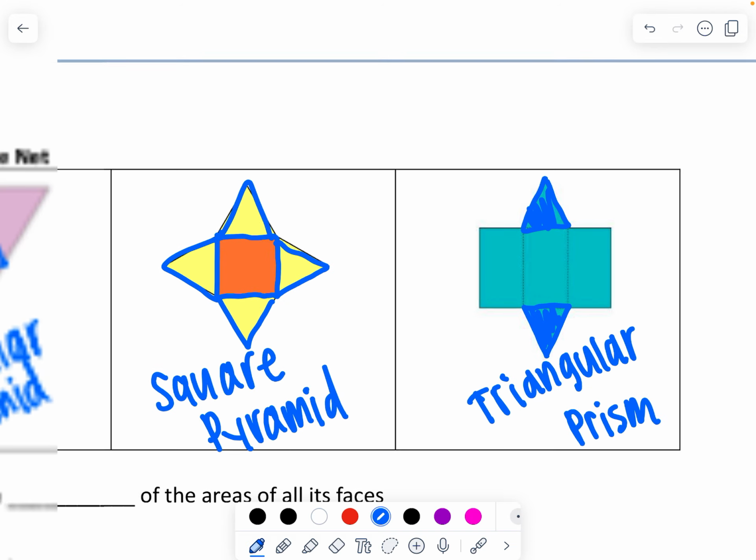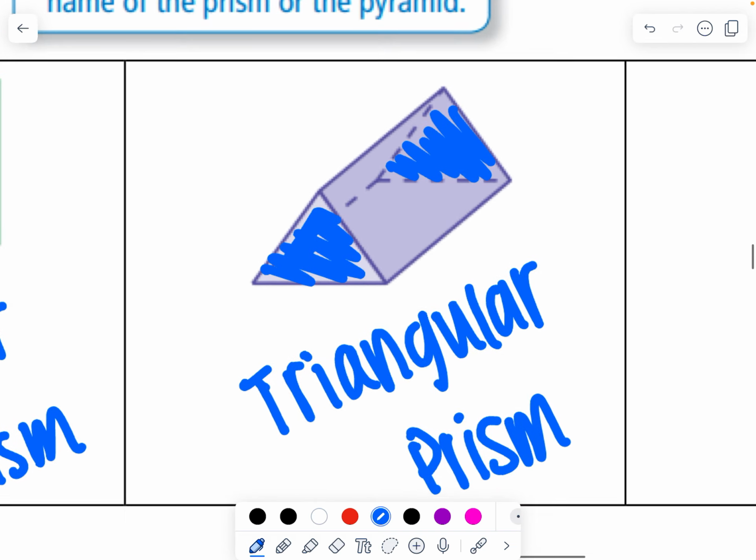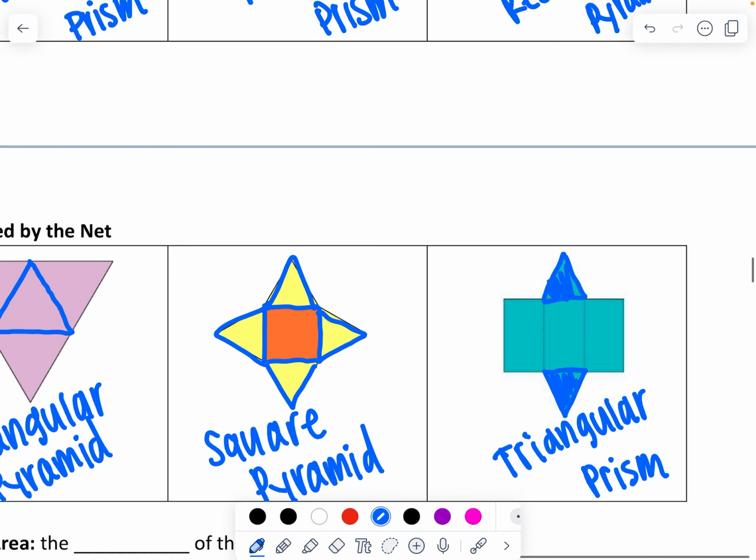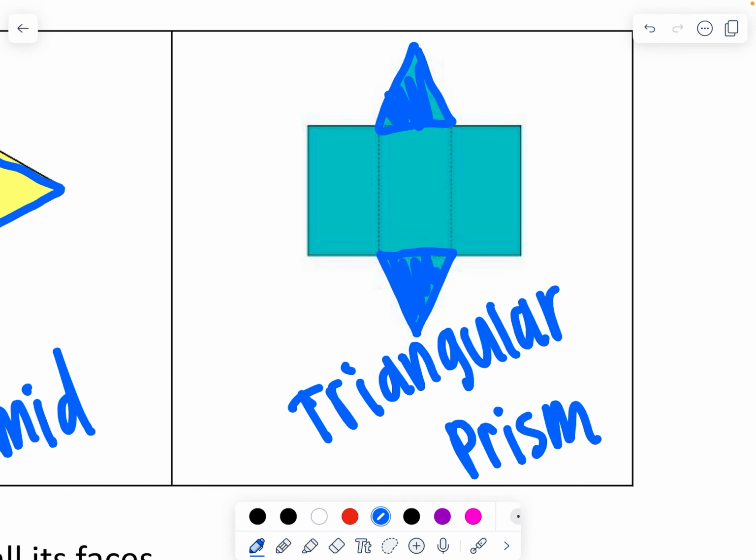Okay, so if you unfolded this right here, it would look exactly like this. Okay, those are the same shape. One is just folded and one of them is unfolded.